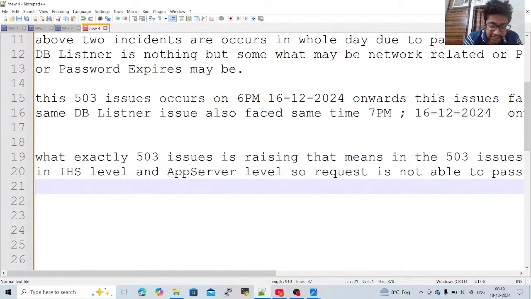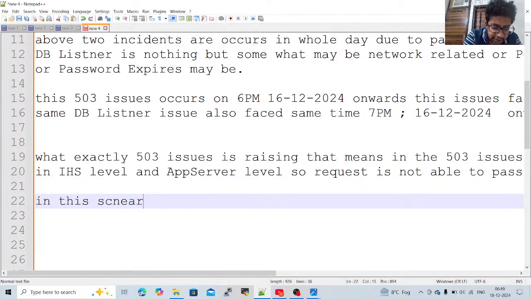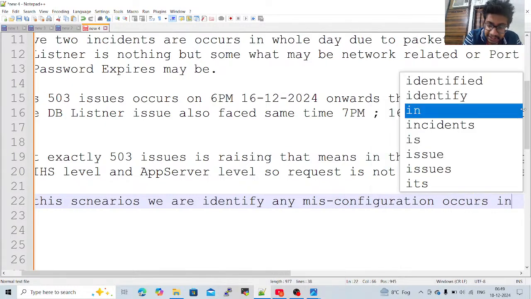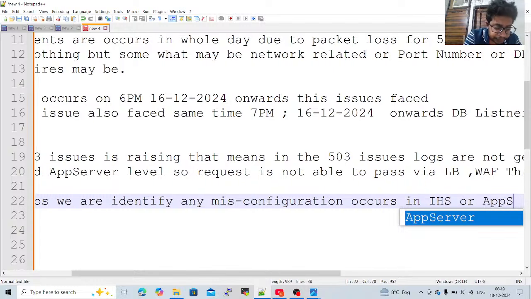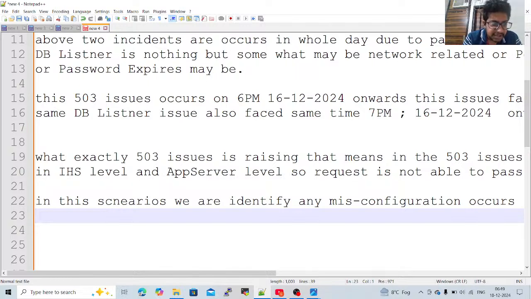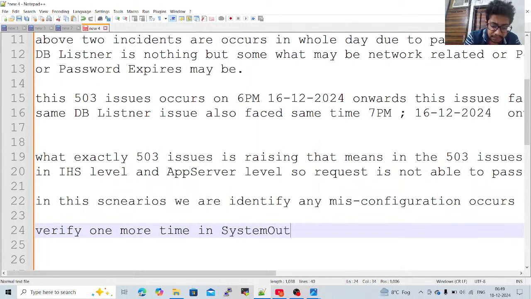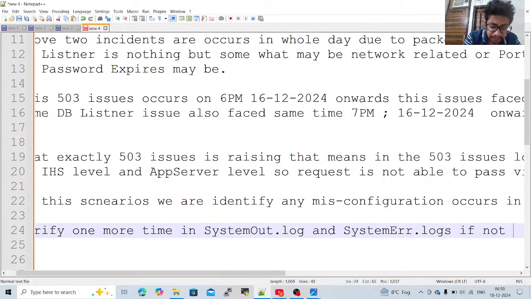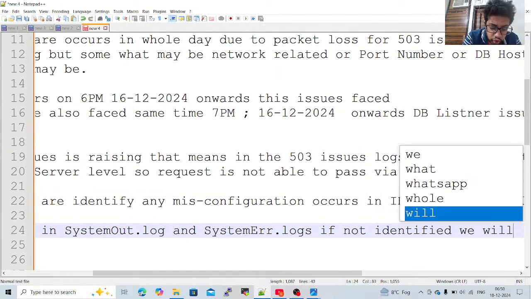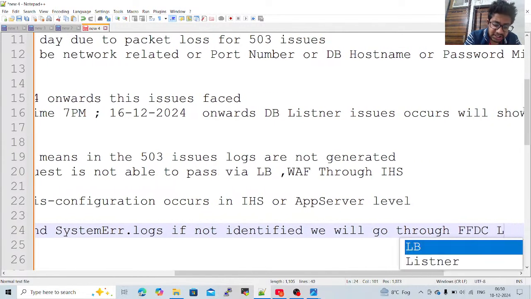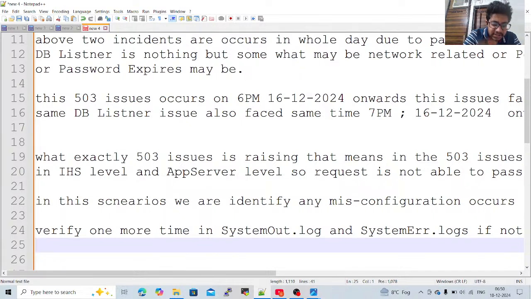So in these scenarios, we identify whether any misconfiguration occurs at IHS or app server level. Verify one more time in SystemOut.log and SystemErr.log. If not identified, we will go through the FFDC logs. FFDC is nothing but First Failure Data Capture.